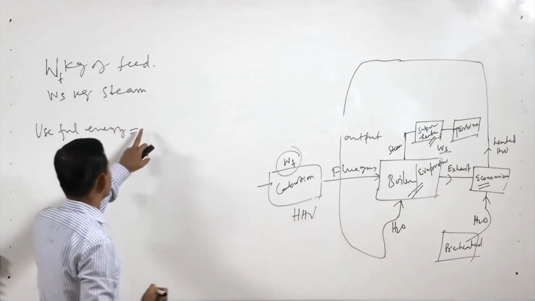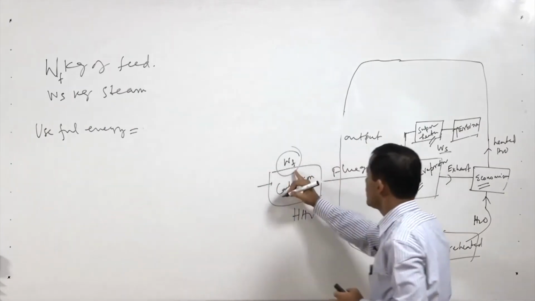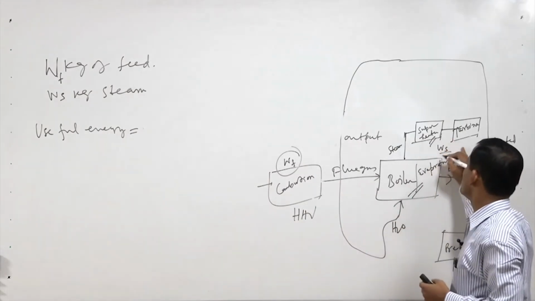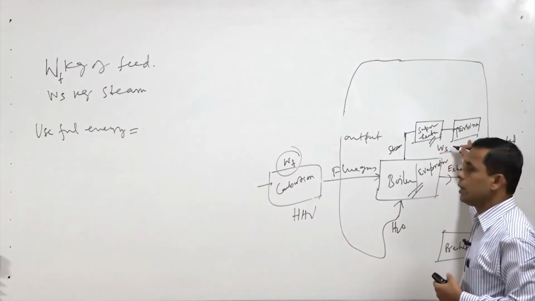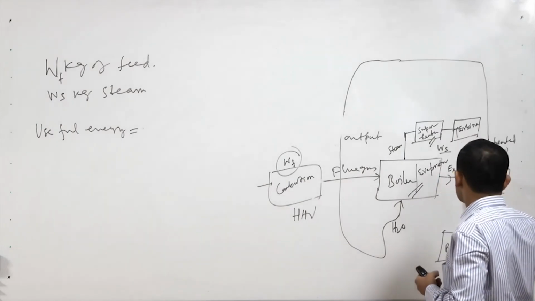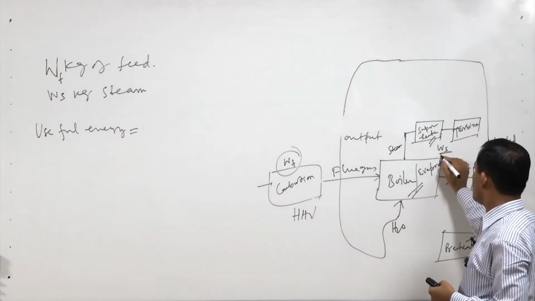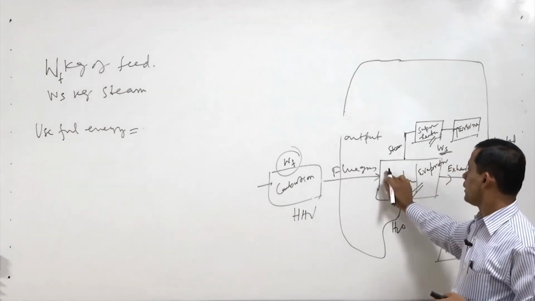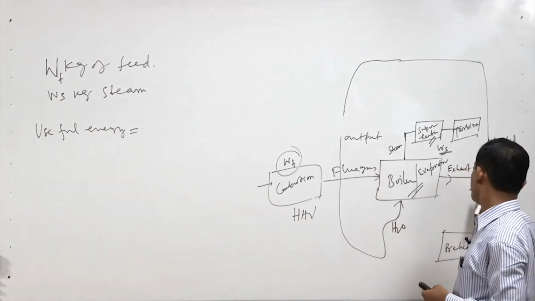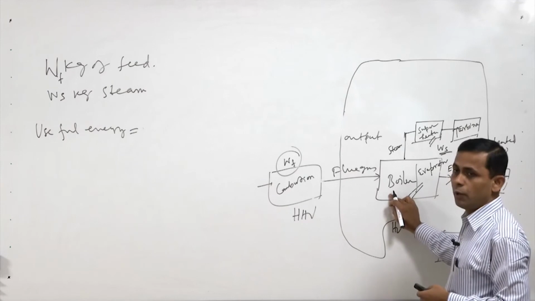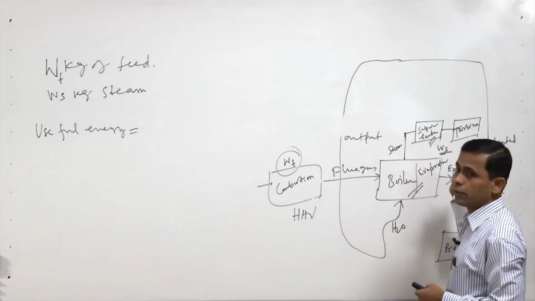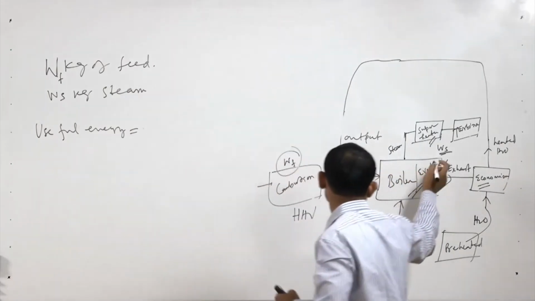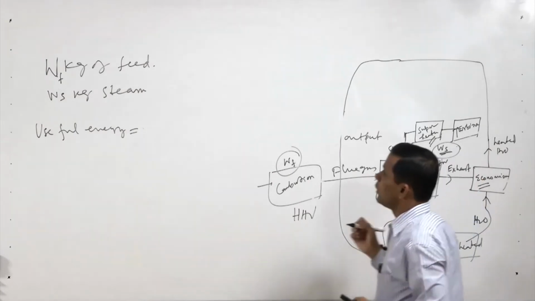What is the useful energy? Useful energy means the energy available with the feedstock, part of which is converted to steam. That is useful. In some cases the heat is also used for the production of this steam. We are using some amount of heat in the economizer, some amount of heat in the boiler or evaporator, and some amount of heat here also. So, the total heat we are using, that is available in our steam. So, that is useful energy.